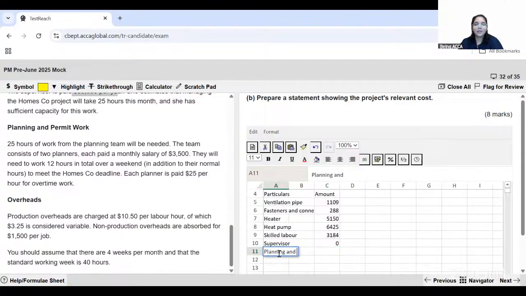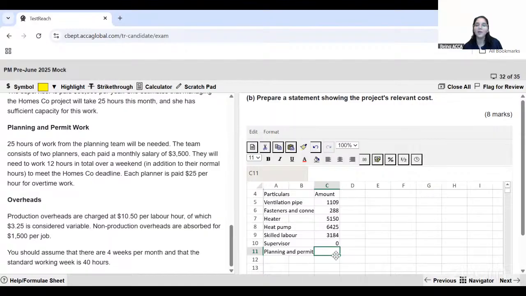Planning and permit. So with respect to this, it tells us 25 hours of work from the planning team will be needed. The team consists of 2 planners, each paid a monthly salary of $3,500. Now again, monthly salary, committed cost, not relevant. They will need to work 12 hours in total over a weekend in addition to their normal hours to meet the Homes Company deadline.